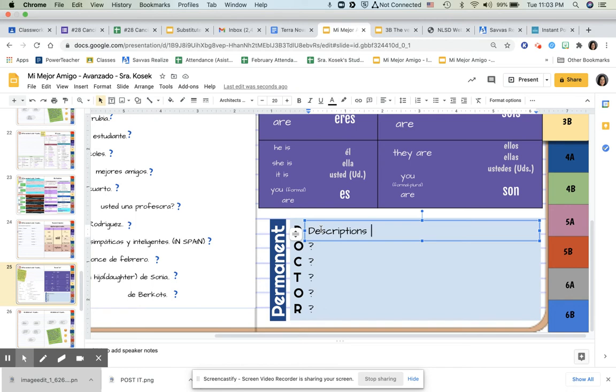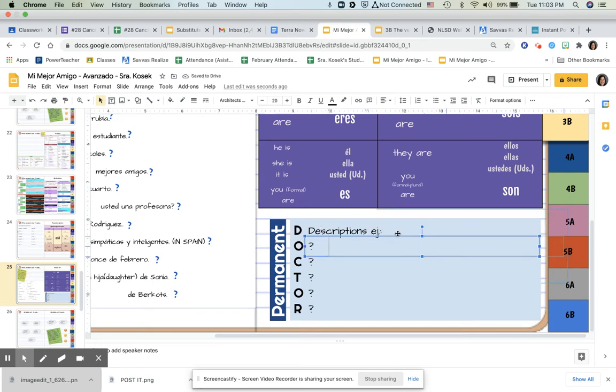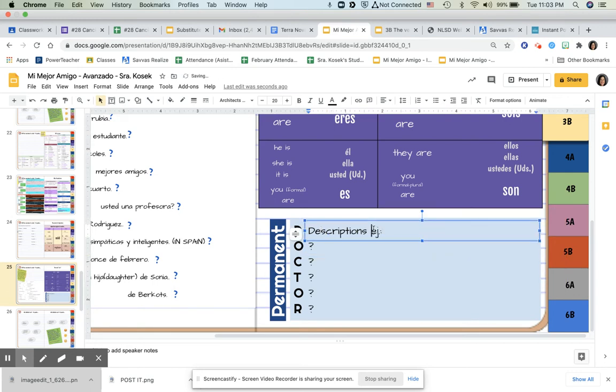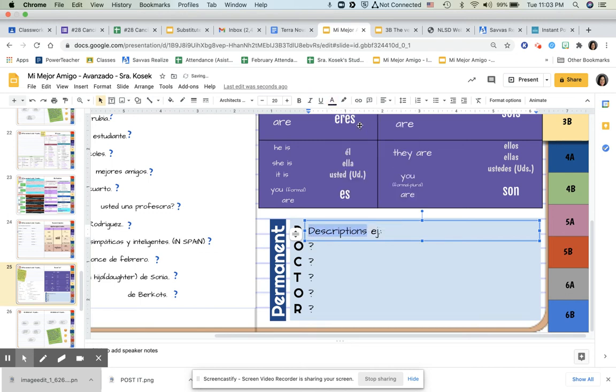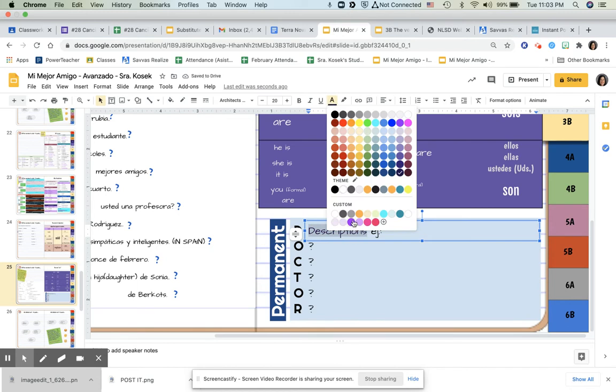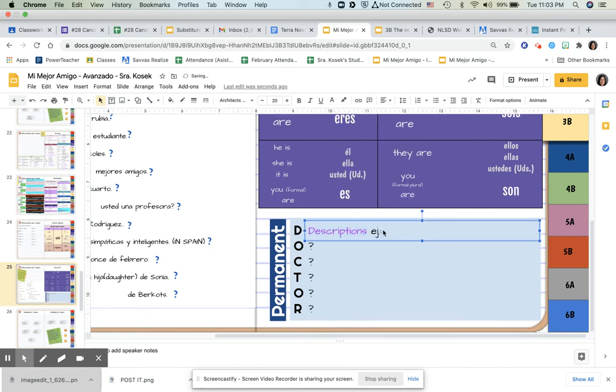So let's just do an example, because on the homework you're going to tell me the description, and this might help. So, ejemplo. And we can make this in a different color so that it stands out, or you can just leave it since it might be hard to change the colors. I'm actually going to change description's color so that it stands out more. I guess purple will stand out more.